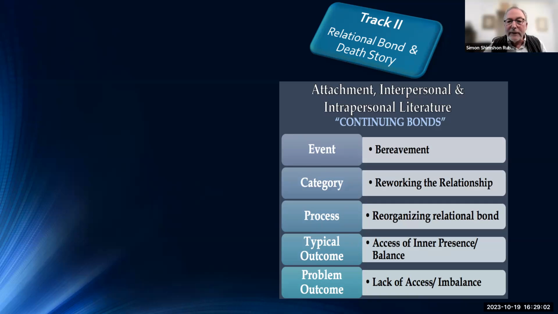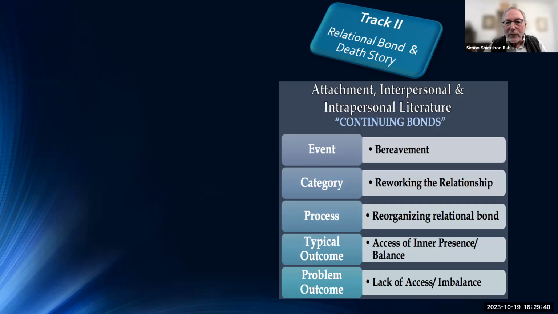The typical outcome of grieving and mourning is the ability to access inner presence and balance of relationships with the person who passed away, the person who died, the person who was killed, all kinds of different ways that people can die. And problem outcomes are when there's no inner balance, no inner access to it. So the relational bond is some of what we're talking about. We're talking about what has been described in the literature since the 1990s as continuing bonds with the deceased, and not the breaking or ending of bonds with the deceased.